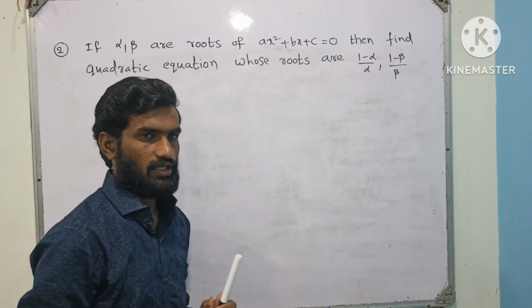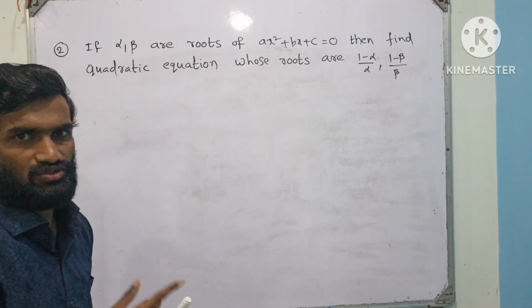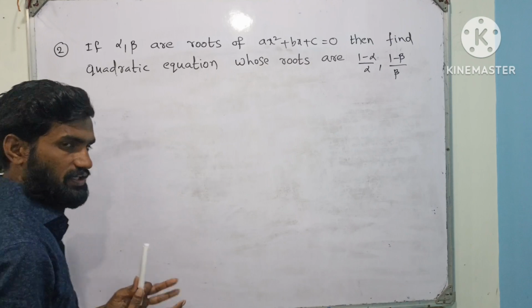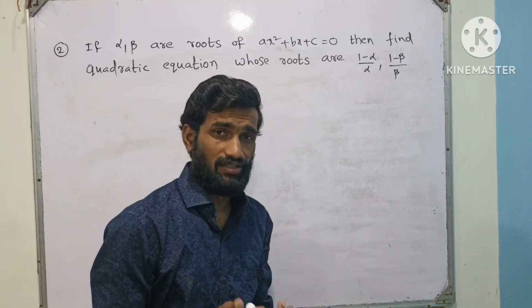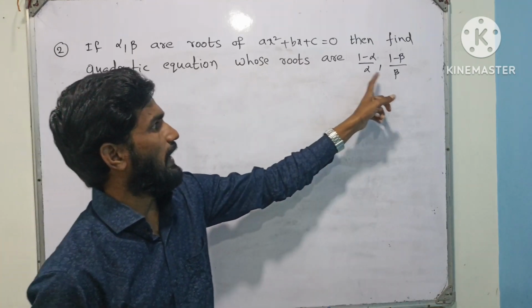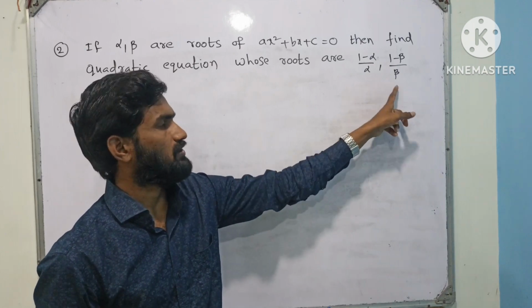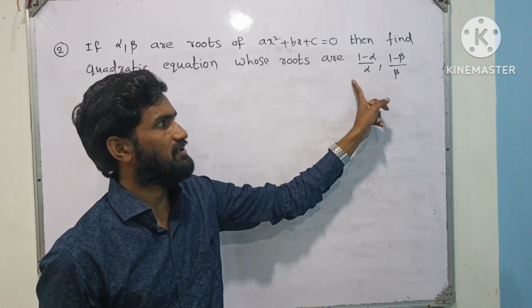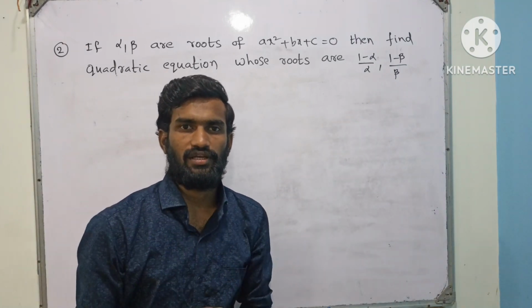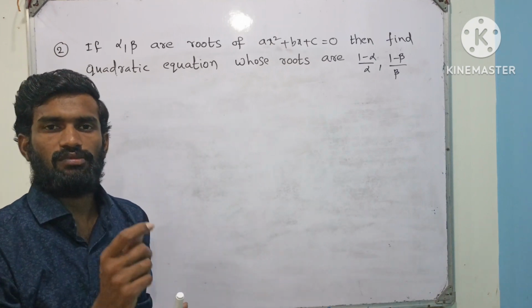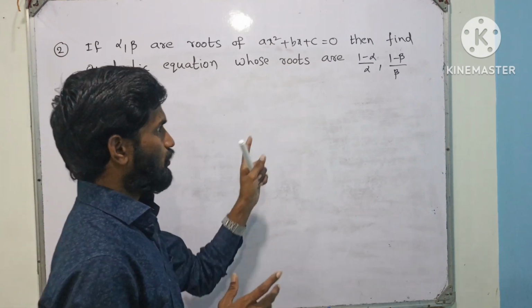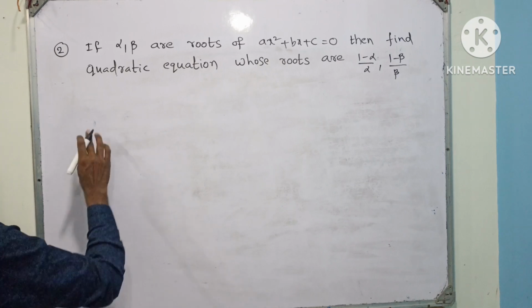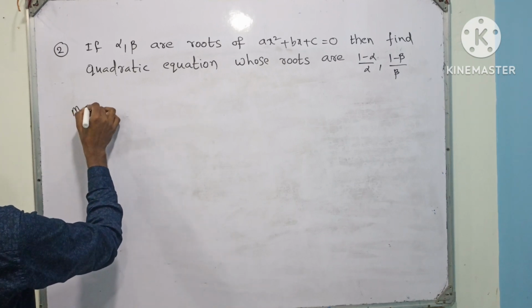Now without wasting our time, I am going to solve by using method 2, because method 2 is very easy to calculate. Then method 1, how will you solve? Simply you need to add these two and multiply these two, and after that you need to substitute in x square minus x into sum of roots plus product of roots. So that is method 1, the lengthy one. So I am going to solve by using method 2.